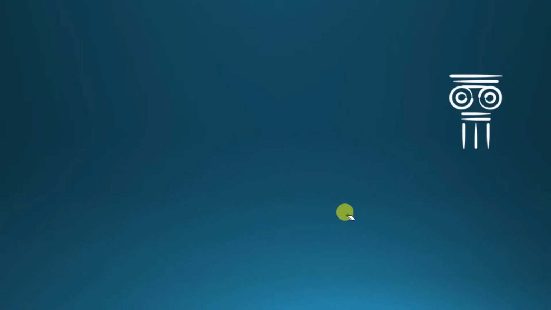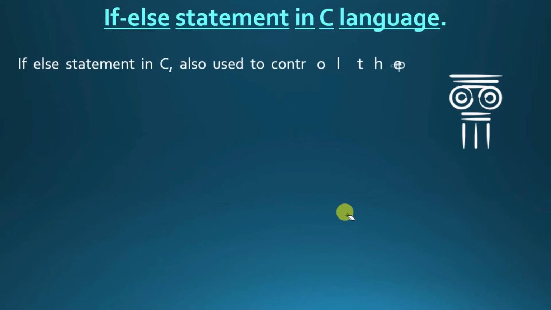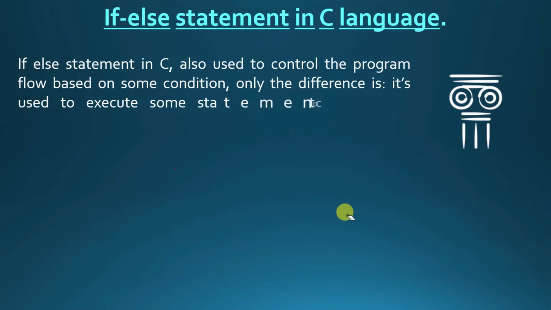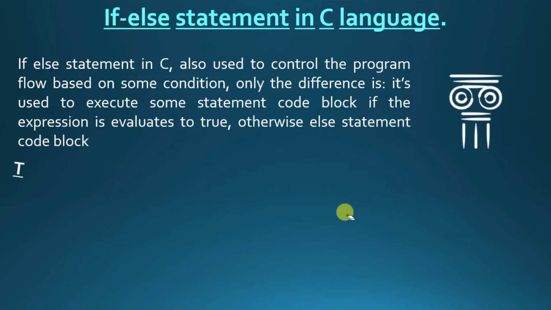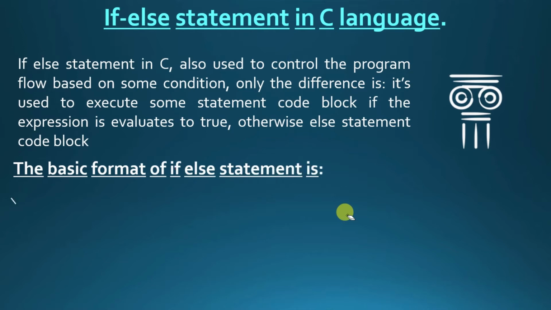In this video we will discuss the if-else statement in C language. Let's explain this. The if-else statement in C is also used to control the program flow based on some condition. The only difference is it is used to execute a statement code block if the expression evaluates to true, otherwise the else statement code block.